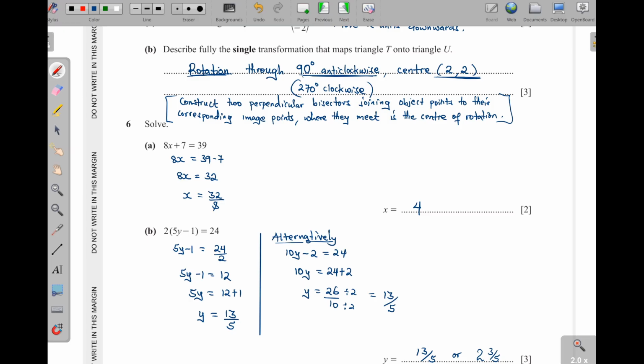And since they never say that you give your answer in the simplest form. Again, when you write 26 over 10, they will give you that, or you can easily see that this is actually 2.6. You see that?